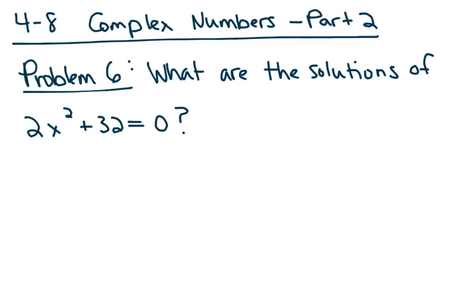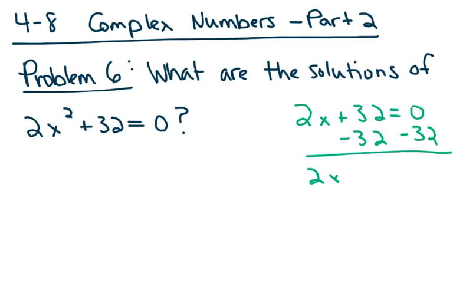It doesn't matter that it says x squared. Pretend like it says 2x plus 32 equals 0. What would you do in order to solve this? Well, wouldn't you first subtract 32 and then divide by 2?